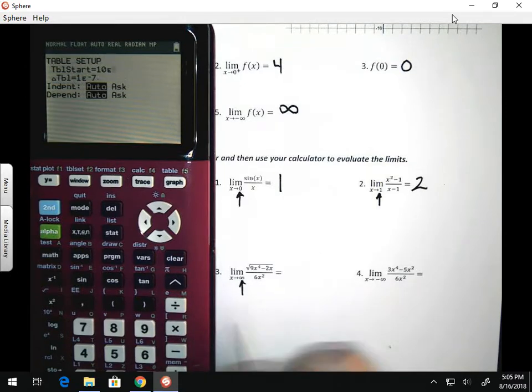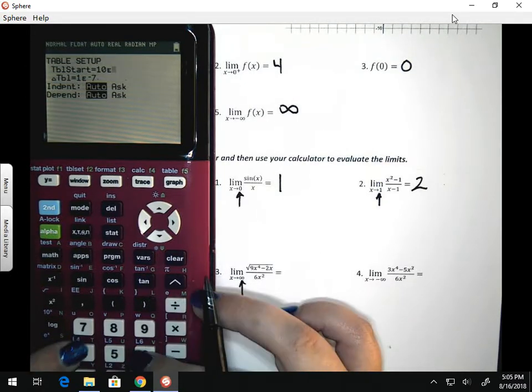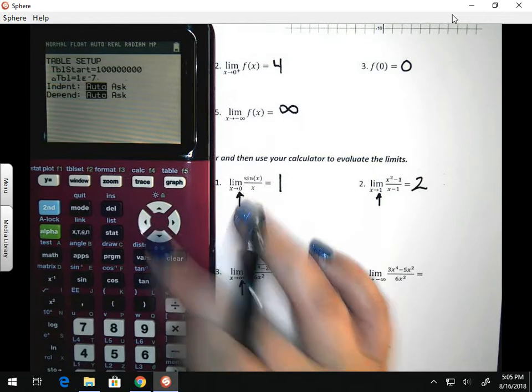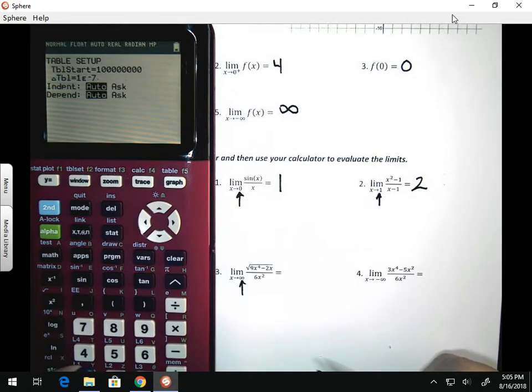We're going to do 10E, let's do 7. Okay. And our table change, we're going to do the same thing, 10E7.